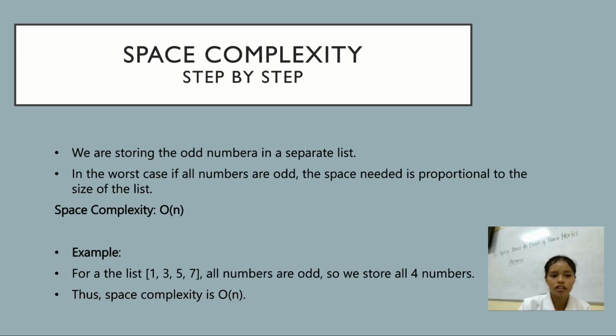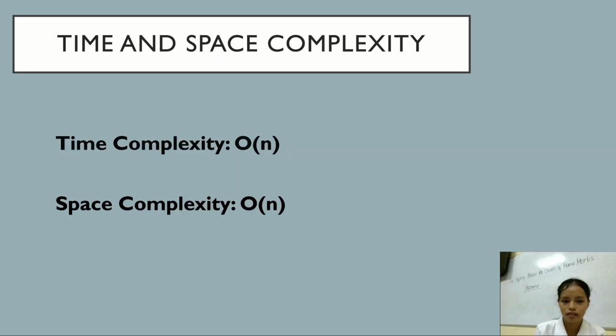So, here's the last slide. Time and space complexity recap. Time complexity is O of n because we check each element once. And the space complexity is also O of n because in the worst case, we may need to store all the odd numbers.